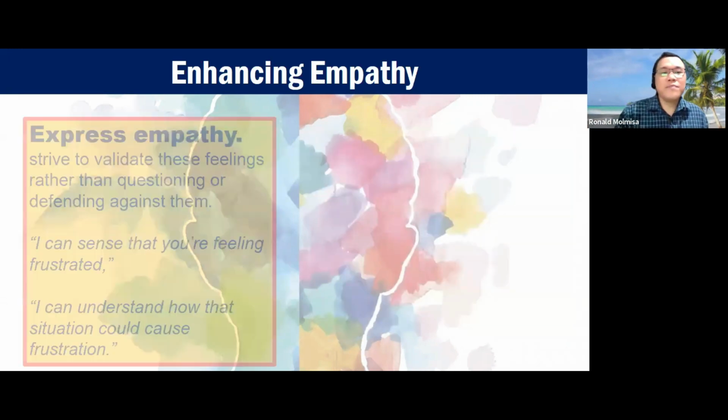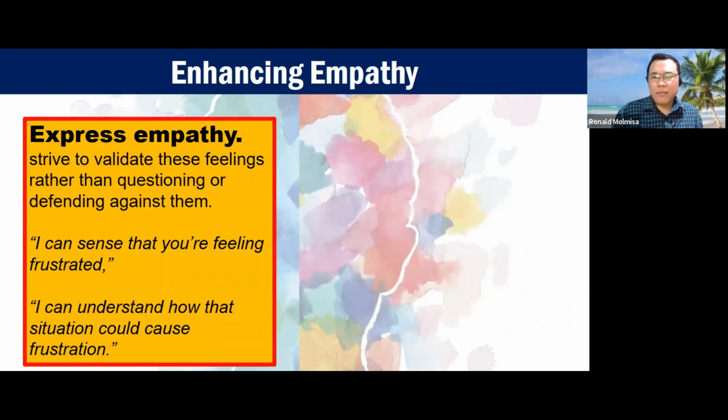Next would be, express empathy. I mean, you have to say it. Sometimes hindi nakakaramdam ang mga tao na tayo concerned. So you can say, I can sense that you're feeling frustrated. So yung isa, reflecting content. Ito, reflecting feelings. I can understand how that situation could cause you frustration. You reflect onto the person kung ano nararamdaman niya.